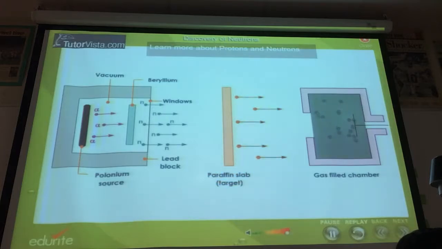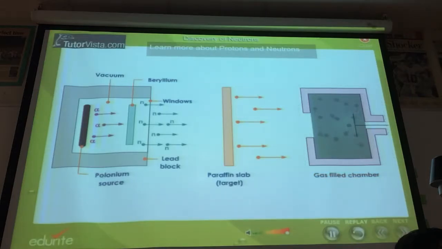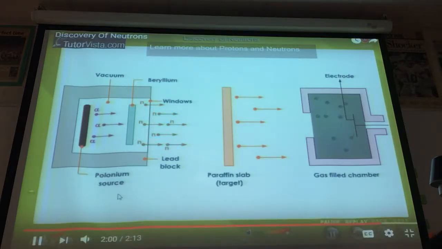These rays knocked out atoms from the target. These atoms, which had become charged as a result of collisions, were made to enter a chamber filled with gas. These charged particles ionized the gas, and the ions drifted towards an electrode, constituting a current. By measuring the current, he estimated the speed of the ejected atoms and came to the conclusion that the mysterious rays contain particles having mass almost equal to that of the protons. Chadwick identified these uncharged particles as neutrons.